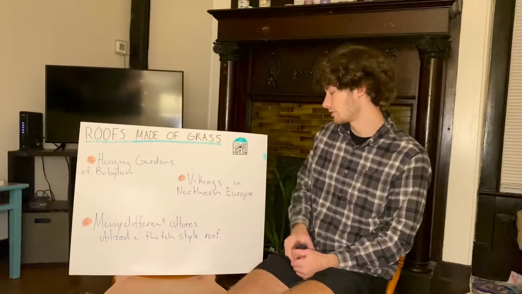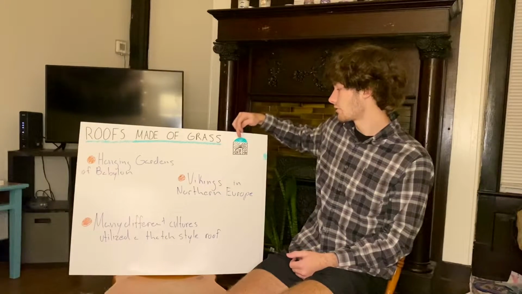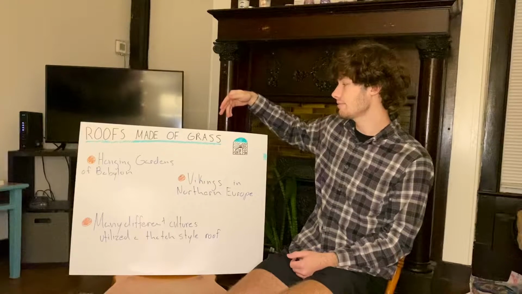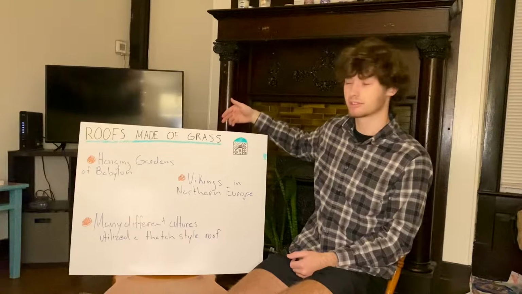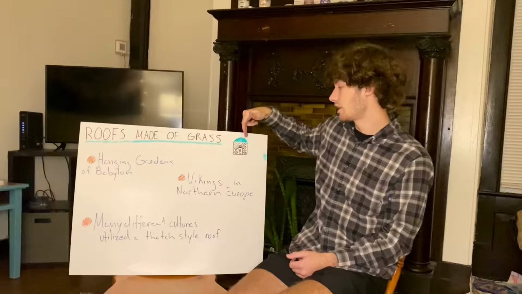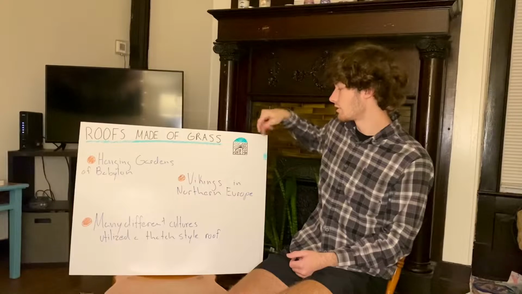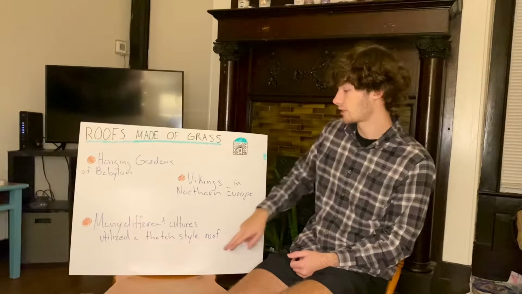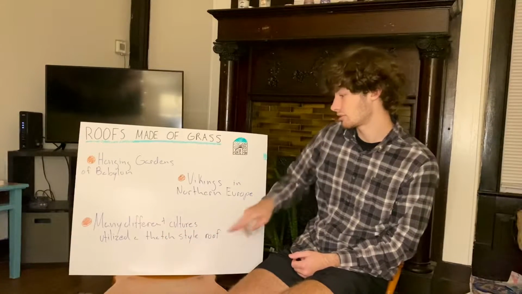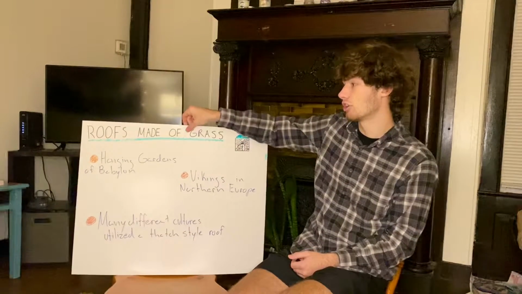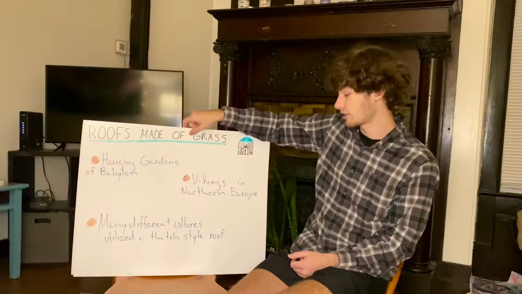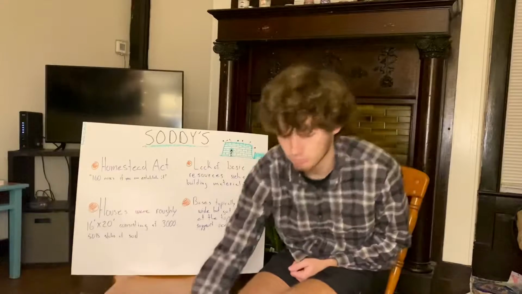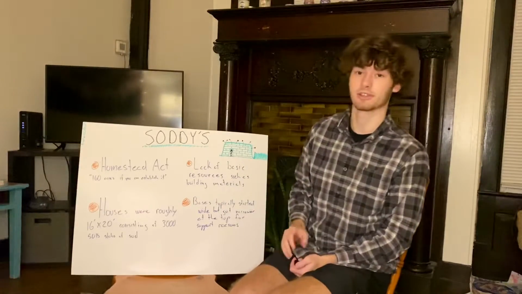Moving on, we have our Vikings in northern Europe. There, they incorporated a type of roof that was both living and dead depending on the season. So during summer it would be alive, keeping the inside cool, and during the winter it would be dormant and keeping the inside warm. So basically this is just summarizing that a lot of different cultures have utilized thatch style roofing, and it's just there to say that yeah, thatch roofs are cool, they're still done today, you can see them on TikTok.